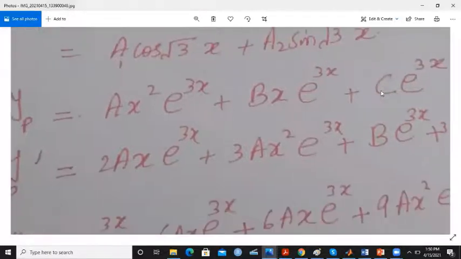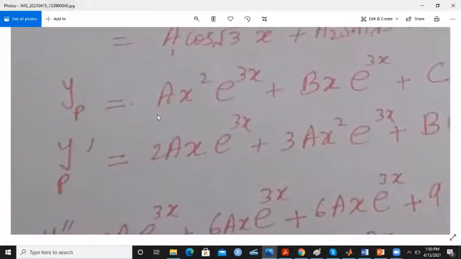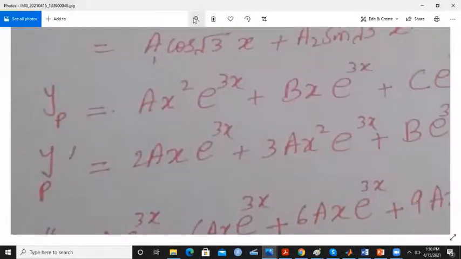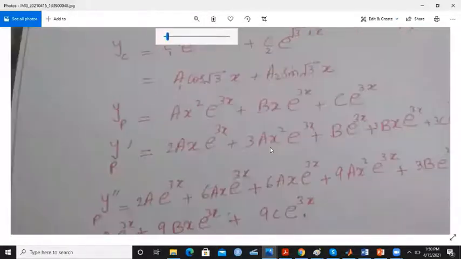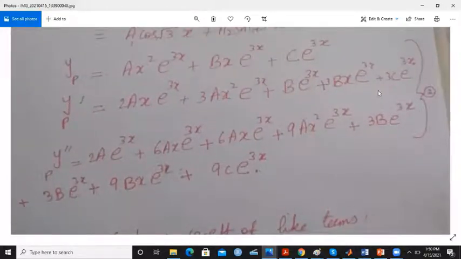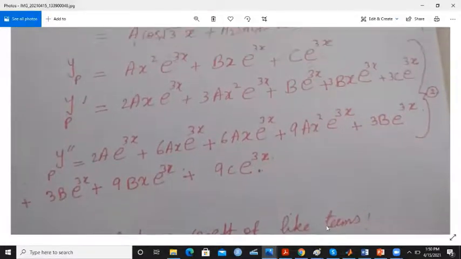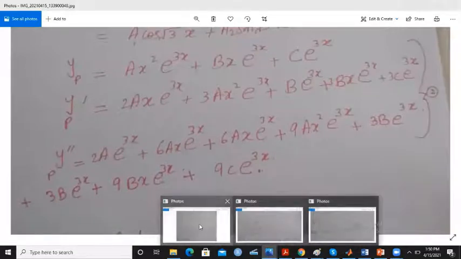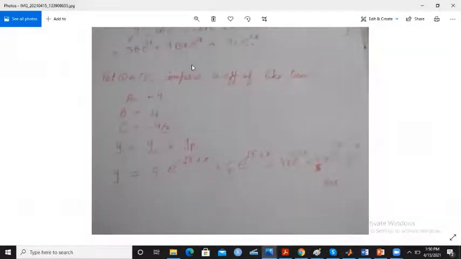The first derivative, yp prime, and then I have differentiated it another time, so I have yp prime and yp double prime. I have substituted these values into the given differential equation. Then I have compared the terms for the coefficients and I have got a, b, c.